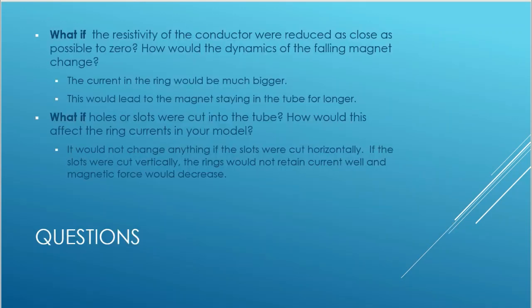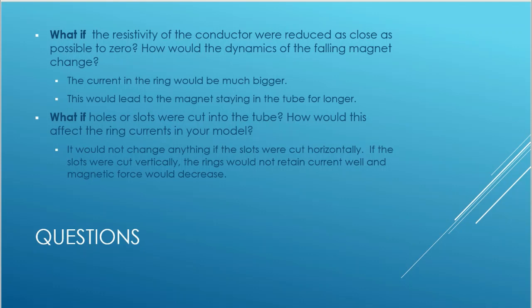So what if the resistivity of the conductor were reduced as close as possible to 0? The current in the ring would be much bigger if the resistance was lower, and this would lead to the magnet staying in the tube for longer, because the current in the ring is what is actually causing the magnet to stay in the tube for longer. If the current were bigger, the magnet would stay for longer.